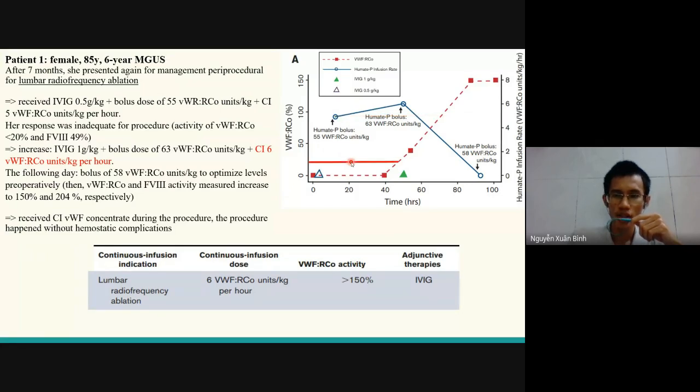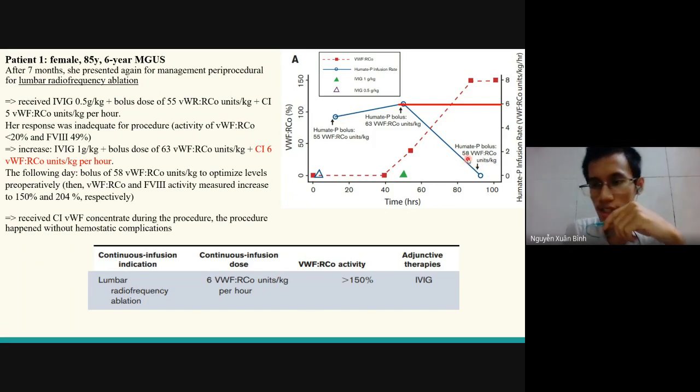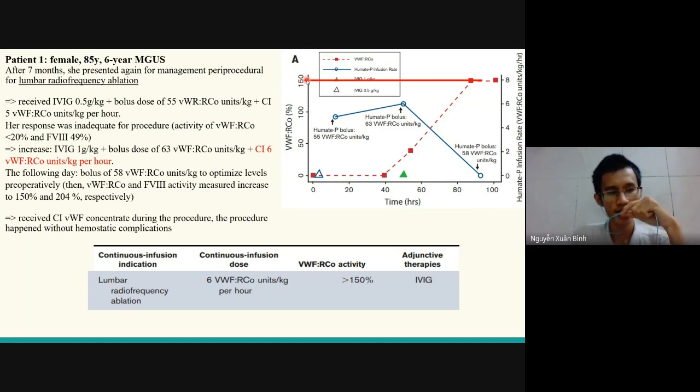You can see here, so they decided to increase the dose. IVIG went from half a gram to 1 gram per kilogram, the bolus dose from 55 to 63, and the CI was increased to 6. You can see the red line here, the von Willebrand factor activity, increased strongly. Then the doctor decided to decrease the rate of von Willebrand units per kilogram, and the following day they gave her 58 units per kilogram. Then the laboratory test showed her von Willebrand activity was about 150. So they decided to give her CI von Willebrand concentrate during the procedure, and the procedure happened without hemostatic complication.